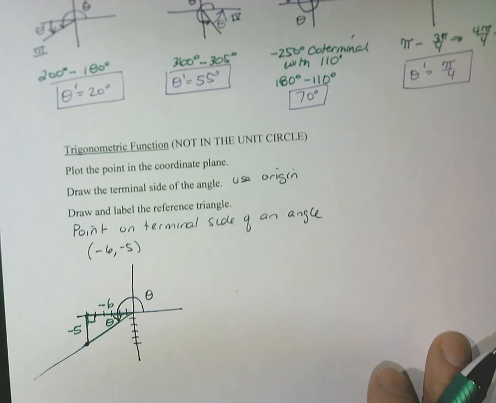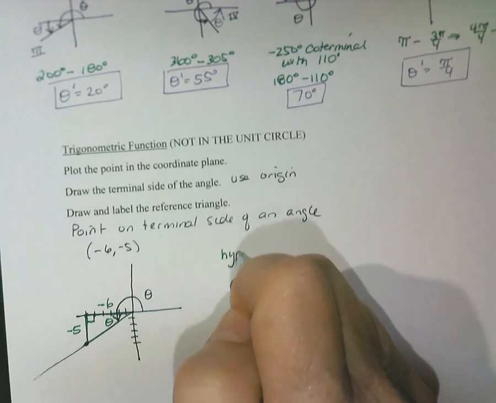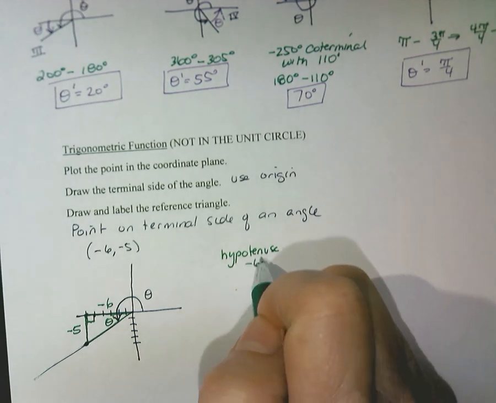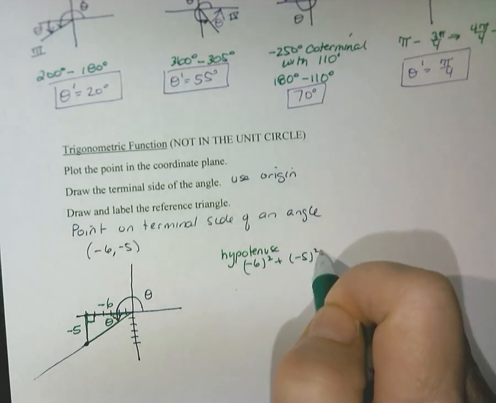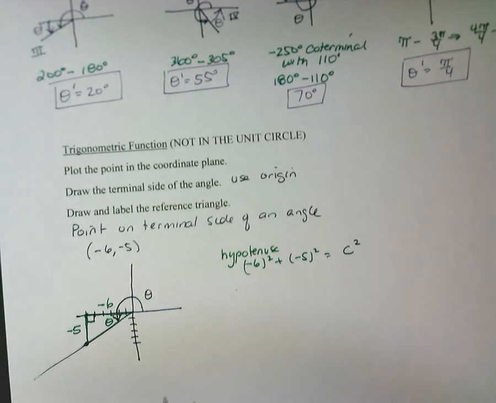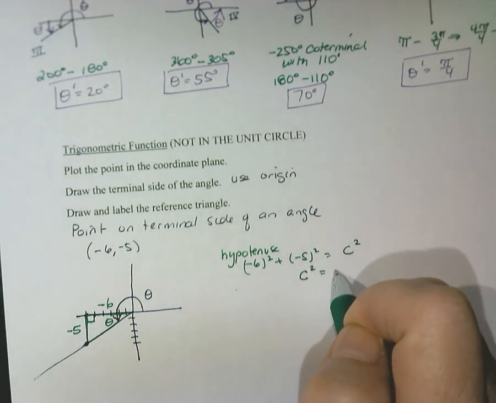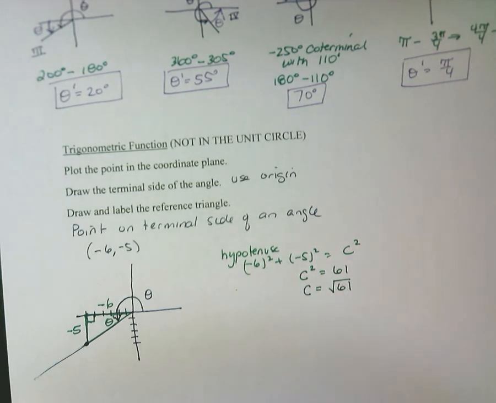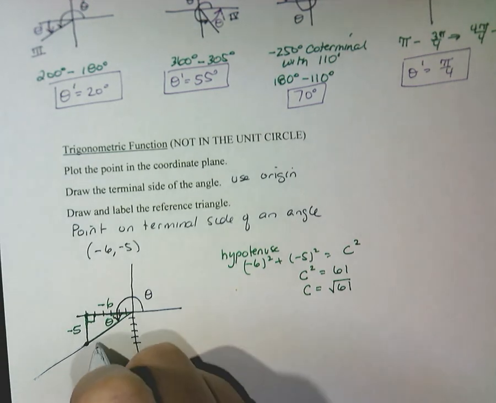So now I need to find the hypotenuse. And I'm going to use the Pythagorean theorem. I know -6 squared plus -5 squared is equal to c squared. C squared is going to equal 61. Therefore, c is going to equal the square root of 61. And notice I'm not putting plus or minus here because the hypotenuse does not have a direction. Left and right is a direction, up and down is a direction. Hypotenuse is not going to have a direction. So it's just the square root of 61. I'm going to label that over here.